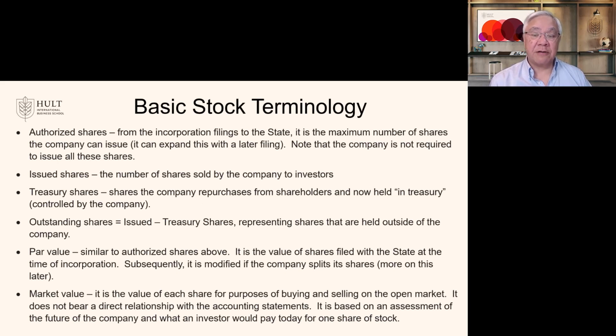Second is issued shares. These are the number of shares that were actually sold by the company to investors. Imagine a book of shares that you can sell. How many of those pages or stock certificates did you sell? That's issued.